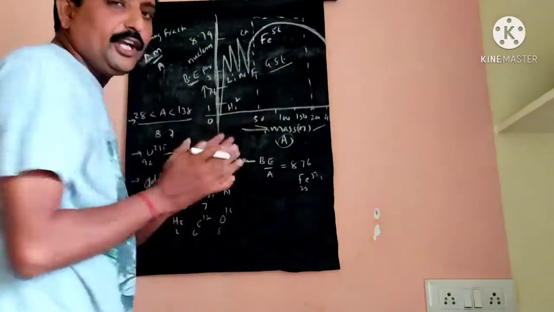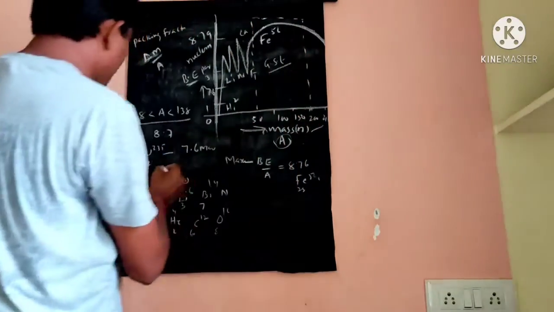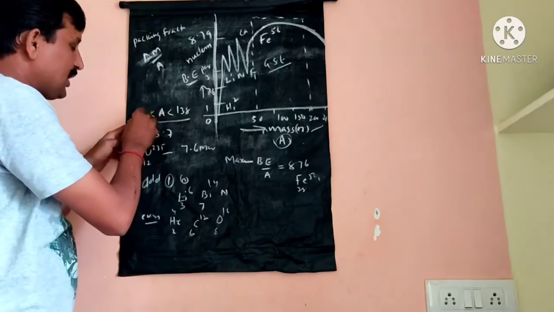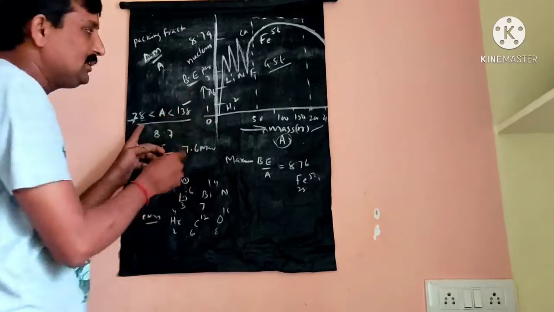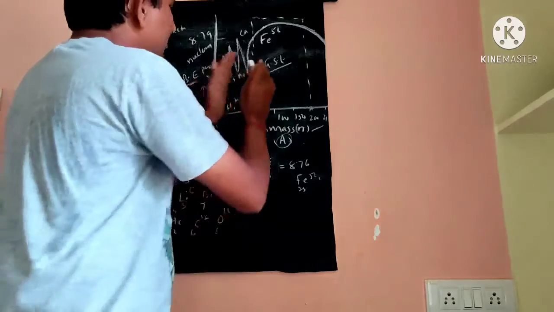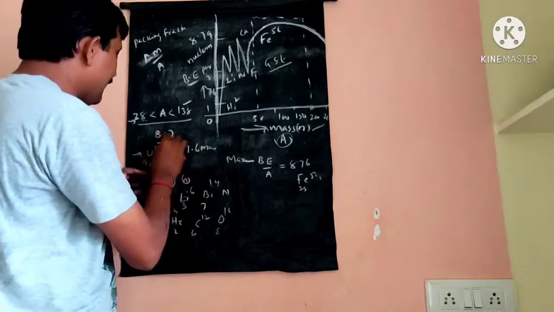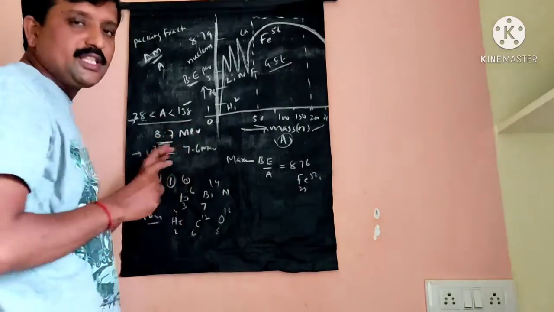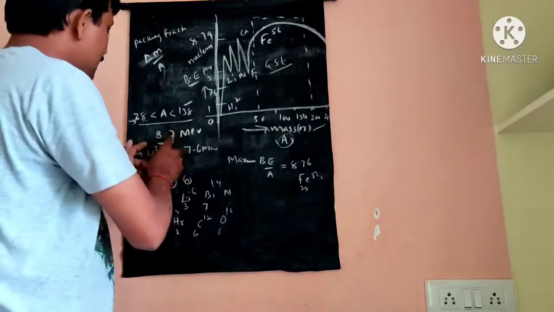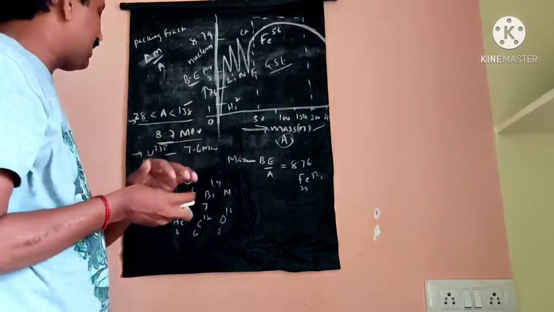So the graph is divided into three parts. First, in the middle of the graph, the mass number between 28 and 138, the elements are very stable. Why? Because the binding energy is more, nearly equal to 8.7 mega electron volts. These atoms are very stable because of the higher binding energy per nucleon, 8.7 mega electron volts.